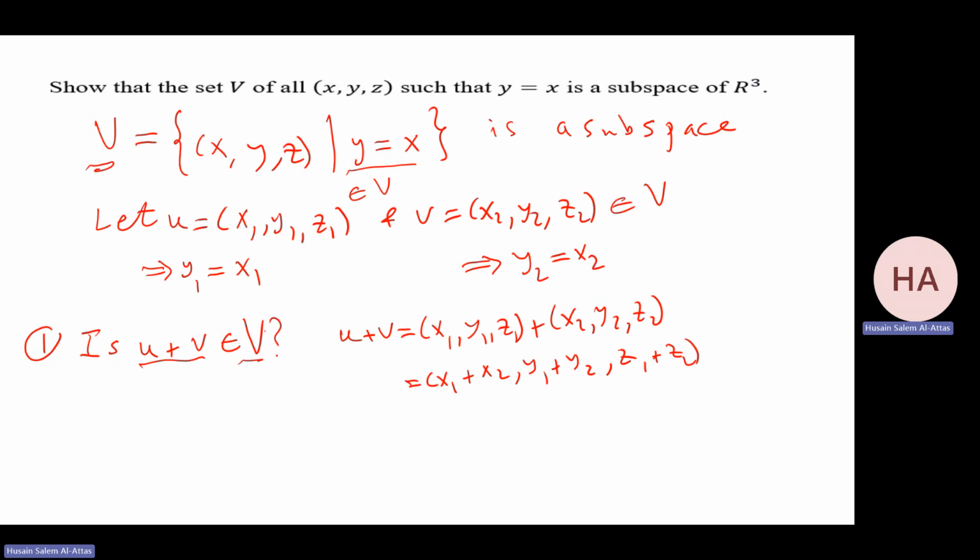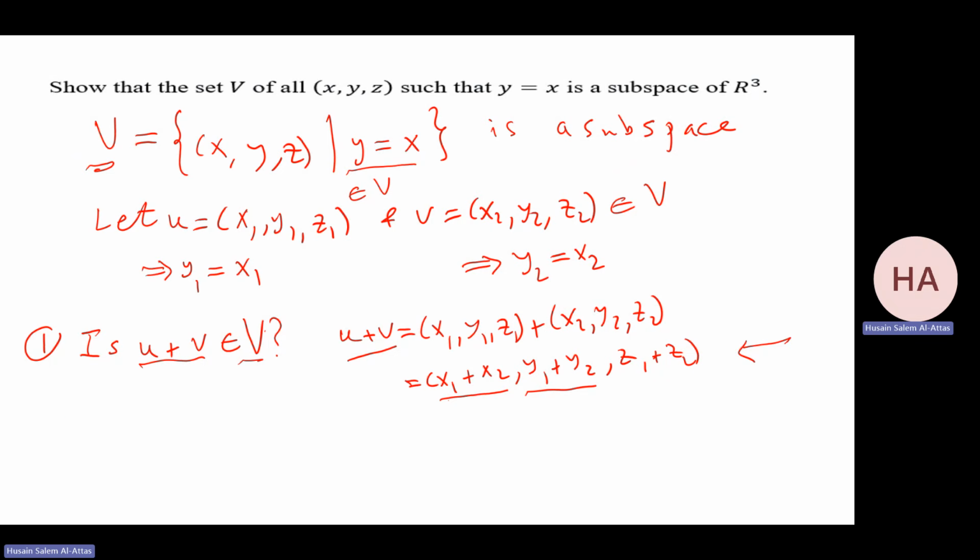I'll check the second component. Is it the same as the first component or not? Are they equal or not? This is the way to say whether this element, which is U plus V, represented this way, is in this set or not. I need the second component to be equal to the first component.